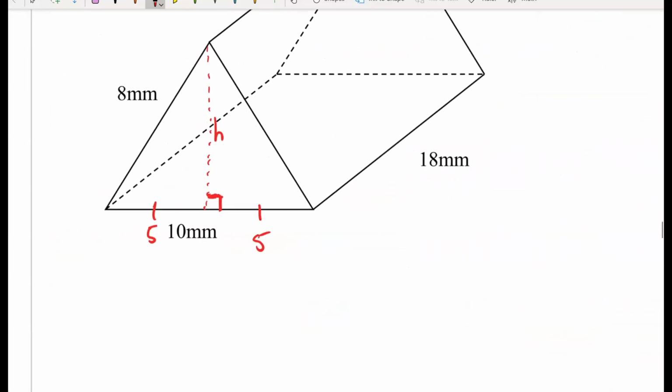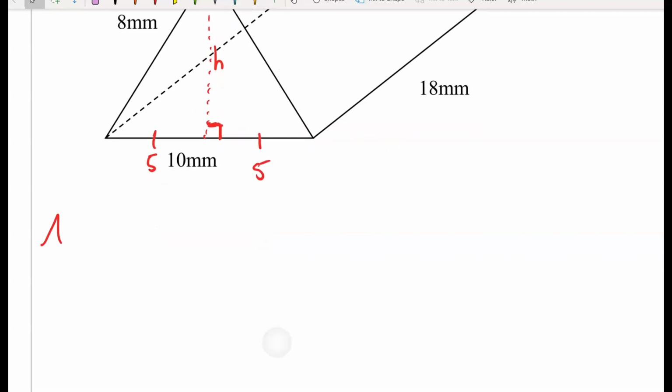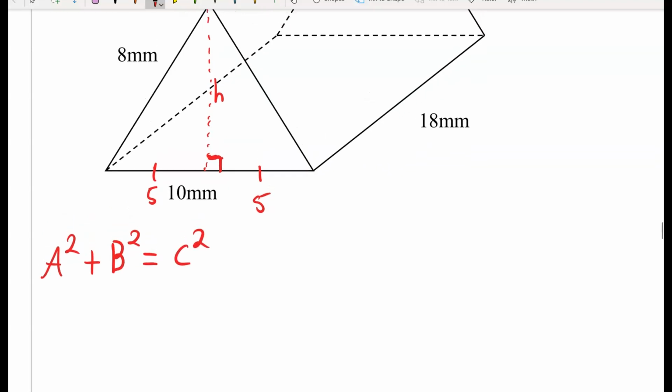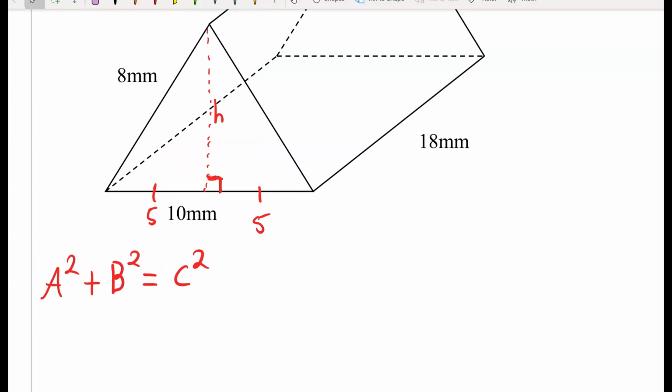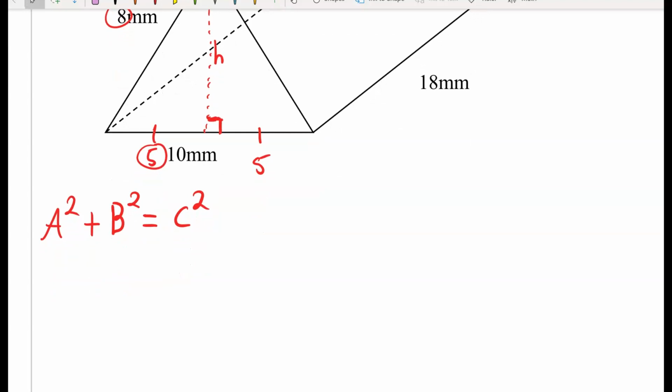Now, before we can get going, we have to calculate what the height is going to be for this triangle. In the previous problem, we used the Pythagorean Theorem, a squared plus b squared equals c squared, to calculate the hypotenuse, and we're going to use the same to calculate this. In this instance, though, we have 5 as our bottom and we have 8 as our hypotenuse, so we're trying to figure out the height of it.